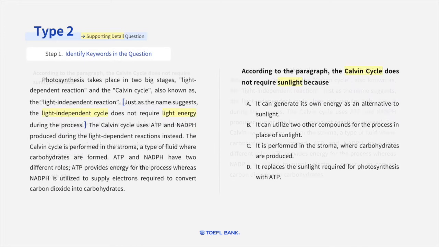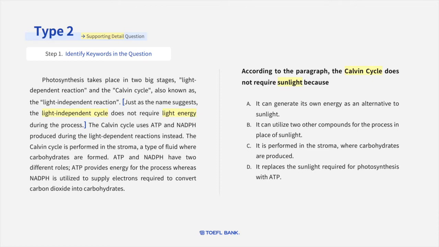According to the paragraph, the Calvin cycle does not require sunlight because the keywords in the question are Calvin cycle and sunlight. Before we move on, keep in mind that in the passage, the Calvin cycle is also called the light-independent cycle, and sunlight is also referred to as light energy. The sentence that includes the Calvin cycle and sunlight reads, just as the name suggests, the light-independent cycle does not require sunlight energy during the process.